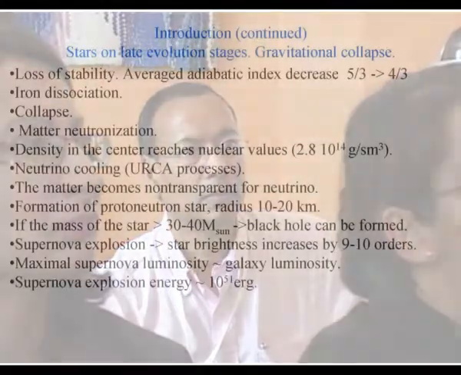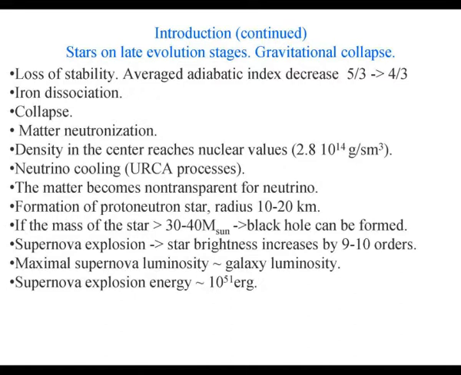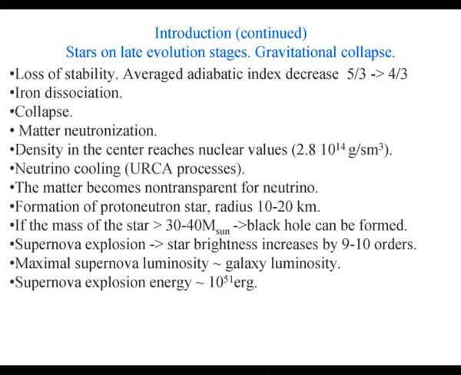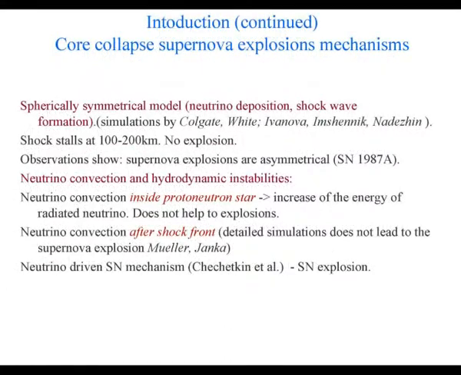Everybody knows that it's a very bright event. During the short explosion stage, the supernova increases its brightness by up to 9 to 10 orders. We know that the maximal supernova luminosity can be comparable with the galaxy luminosity. Theory and observations predict that for a more or less standard core collapse supernova, the explosion energy is something like 10 to the 51 ergs. There is a more or less long history of the development of core collapse supernova theory.